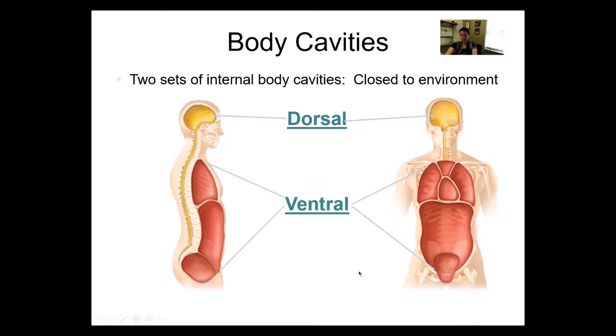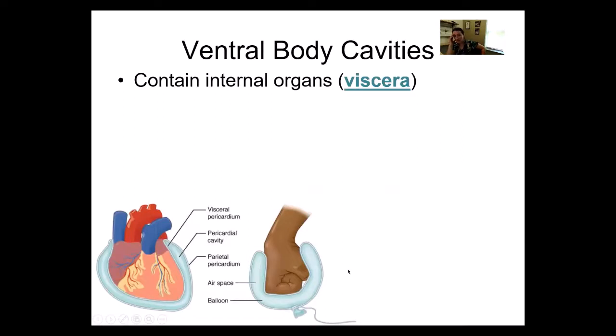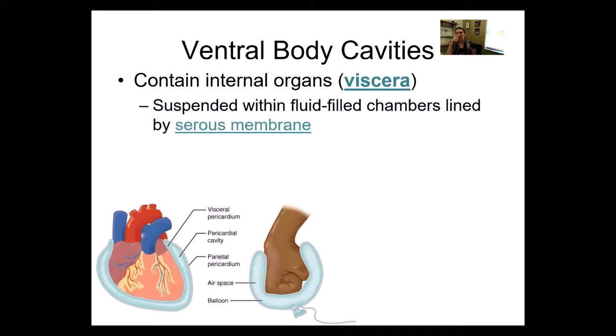We're going to spend more time looking at the ventral body cavities now because there's a lot of sub cavities within them. Now, within the ventral body cavities, this is where we have most of our internal organs. The technical term for internal organs is viscera. Okay, so our visceral organs are contained in the ventral, on the belly side. The body cavities themselves are, for the most part, contained within a membrane, one of several types of serous membrane.